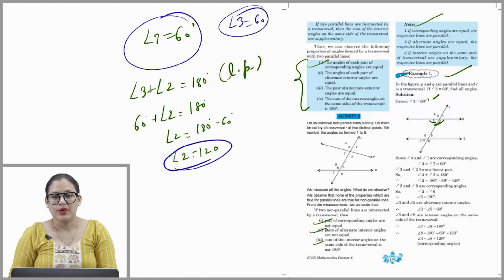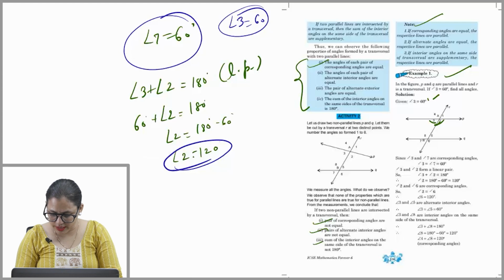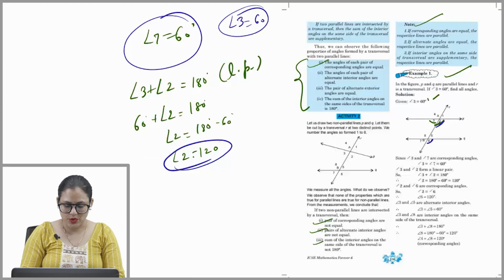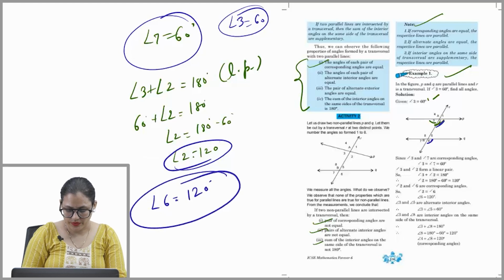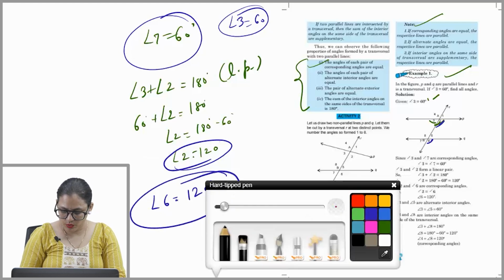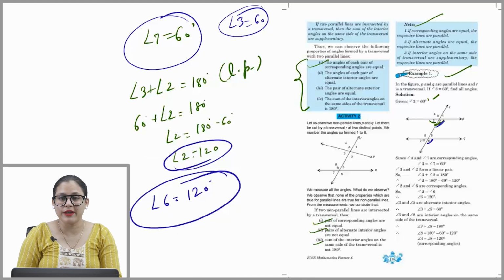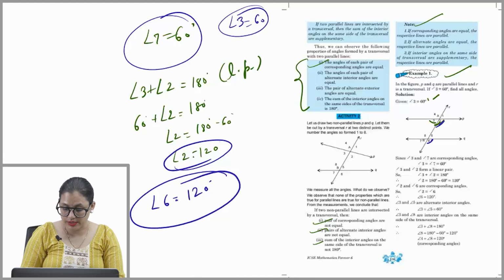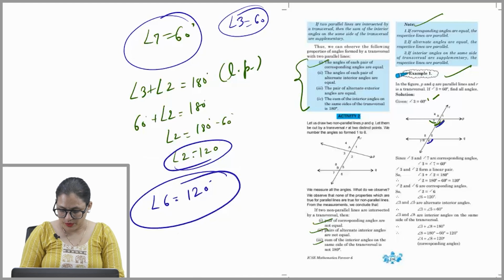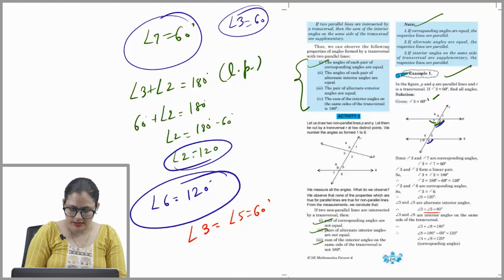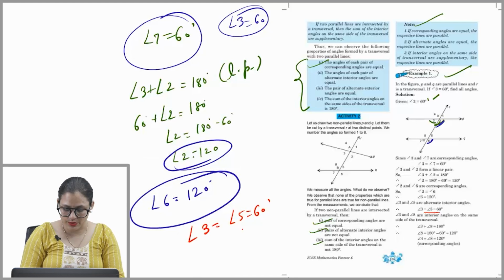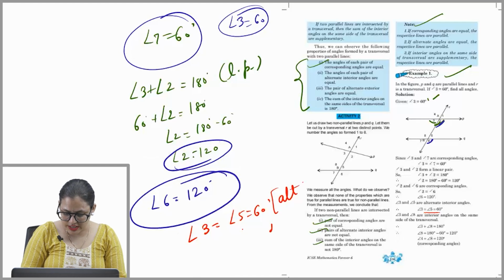Okay, now next. Angle 2, if you look carefully, angle 2 and angle 6 are corresponding angles. So, angle 6 is also 120 degrees. Okay. Now, angle 3 and angle 5 are alternate interior angles. That means angle 3 is 60 degrees, so angle 5 is also 60 degrees. Angle 3 is equal to angle 5 is equal to 60 degrees. Reason, alternate interior angles.